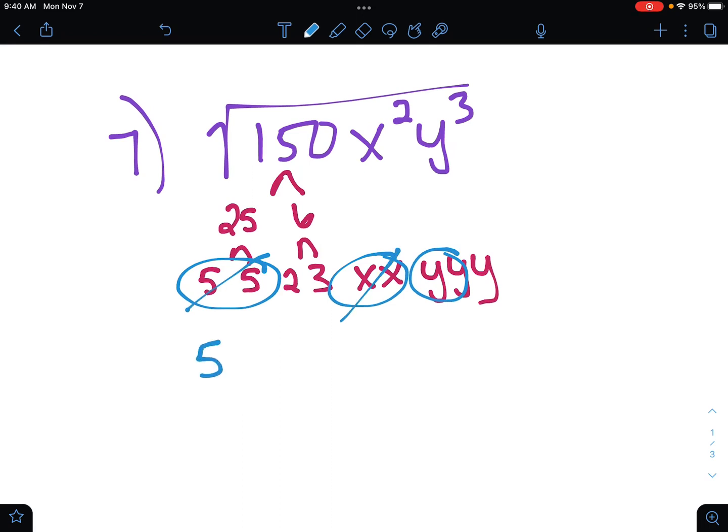Pull a 5 out, because that's a group. Pull an x out, because that's a group. Pull a y out, because that's a group. Now what's left inside? I have a 2, a 3, and a y.